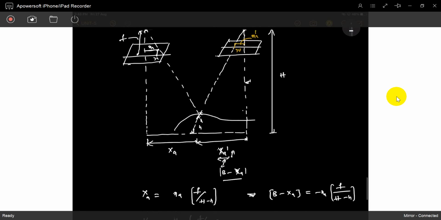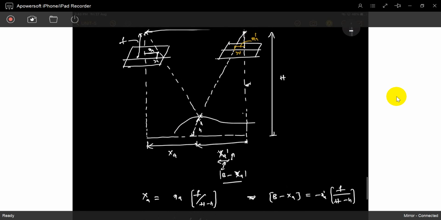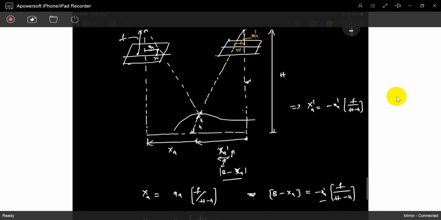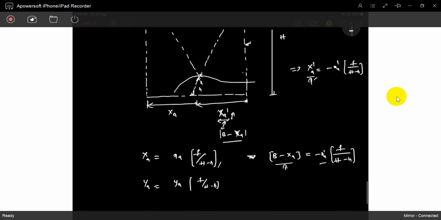So minus xa means what? This is minus xa dash. So if you directly write it, what is capital X dash? Small xa dash times f by H minus h. That's it, na? Same, we will write the same. But now we will replace b xa dash with b minus xa. I did only one change.